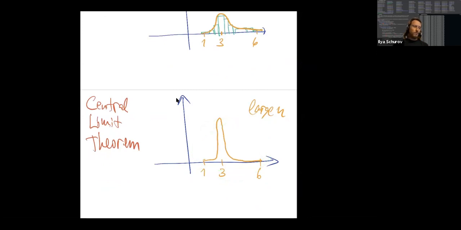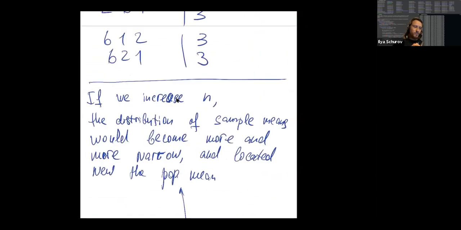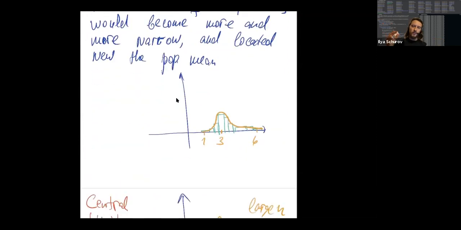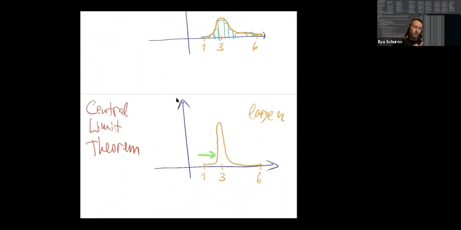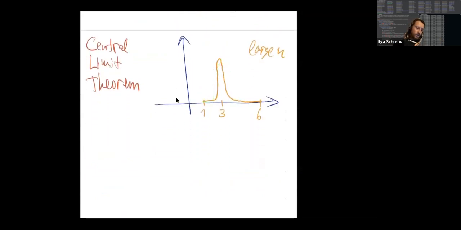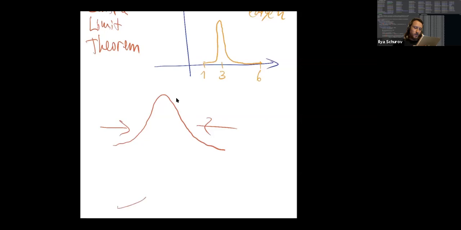In the practice we will draw the corresponding figures and see that this theorem actually holds. So at the beginning, like here, the distribution can be rather far from the normal distribution, but when you increase sample size, it becomes more narrow and looks more like this bell-shaped curve, something like this, but more and more narrow. So you have to stretch it and make it like this.